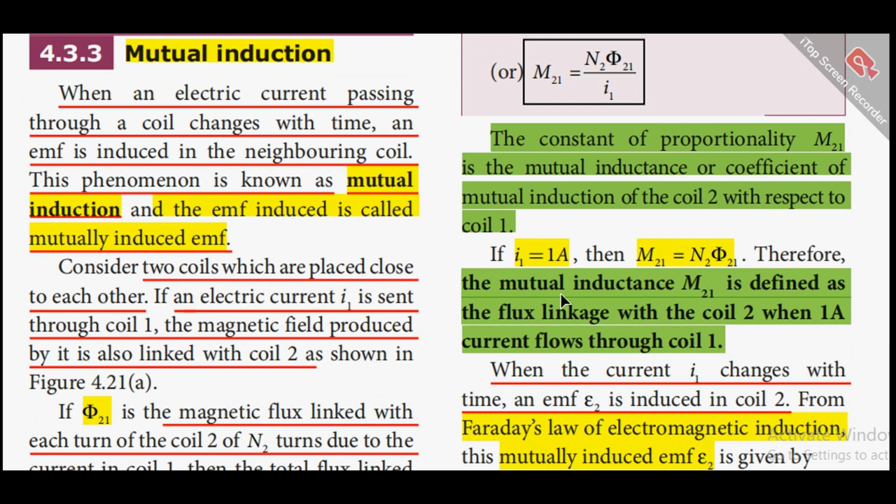If the current passing through the coil, that is I1, is 1 ampere, then M21, the coefficient of mutual induction of coil 2 with respect to the first coil, is given by N2 phi21. Therefore, the mutual inductance M21 is defined as the flux linkage with coil 2 when 1 ampere current flows through coil 1.